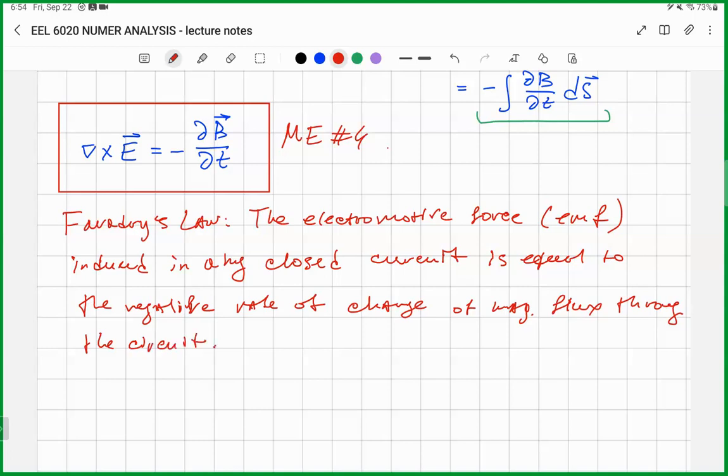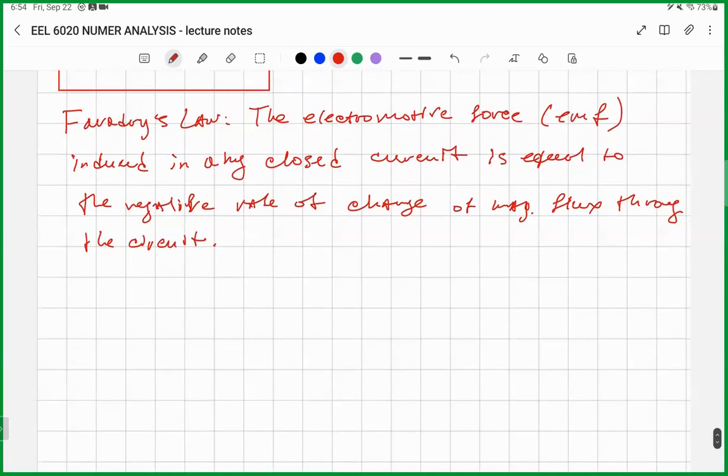Okay, so any circuit, for example, a closed loop. You place this loop inside a magnetic field, and if the magnetic field is constant, you observe no effect. But if the magnetic field oscillates, changes in time anyhow, it creates an electromotive force on the connection and the contacts of the loop. So the electromotive force is equal to minus d over dt of Φ_B.